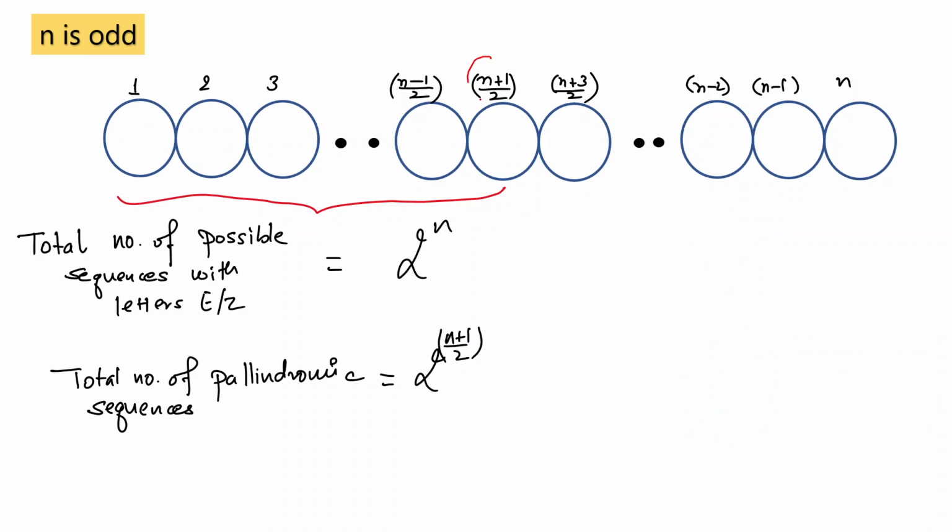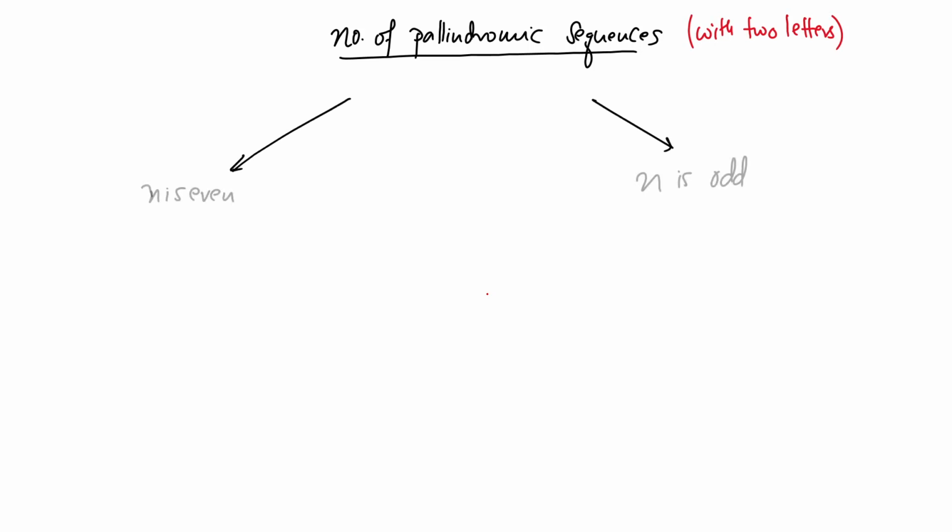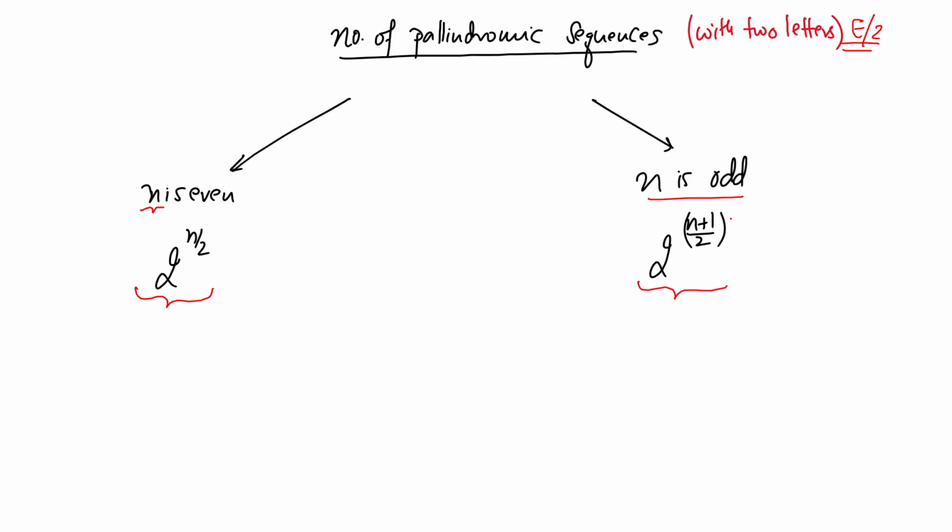Okay, and so how many palindromic sequences can we make here? 2 to the power n plus 1 by 2, right? And then how many non-palindromic sequences? Okay, so to get a proper feel of what is happening, you see the number of palindromic sequences with 2 letters, I mean with E and Z only, and n is the length of the sequence. If n is even, we are getting 2 to the power n by 2, and for n odd, we are getting 2 to the power n plus 1 by 2.